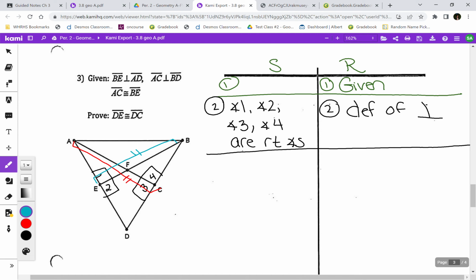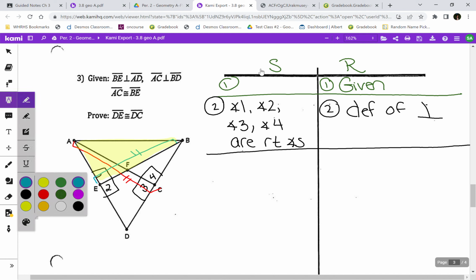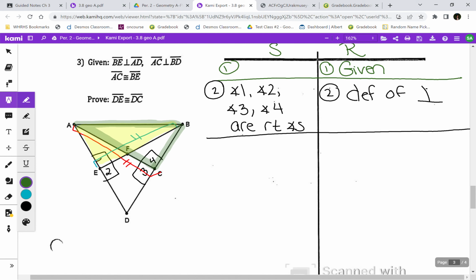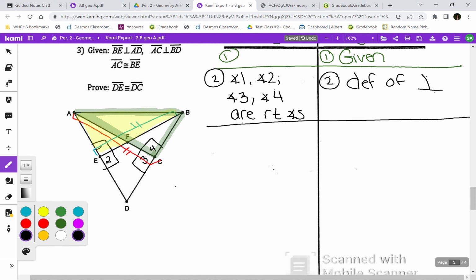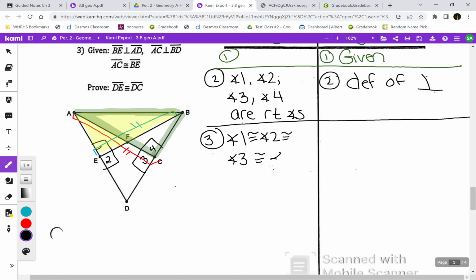So which triangles do we have to use? The bottom, top, however you want to look at it. These overlapping triangles up here. This one. And this one. What should I say about all these right angles? They're congruent. So angle 1 is congruent to angle 2, congruent to angle 3, congruent to angle 4. Right angles are congruent.